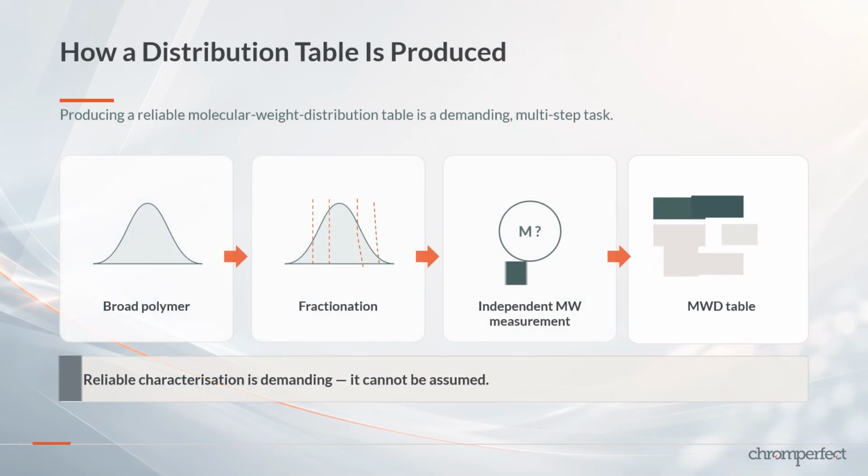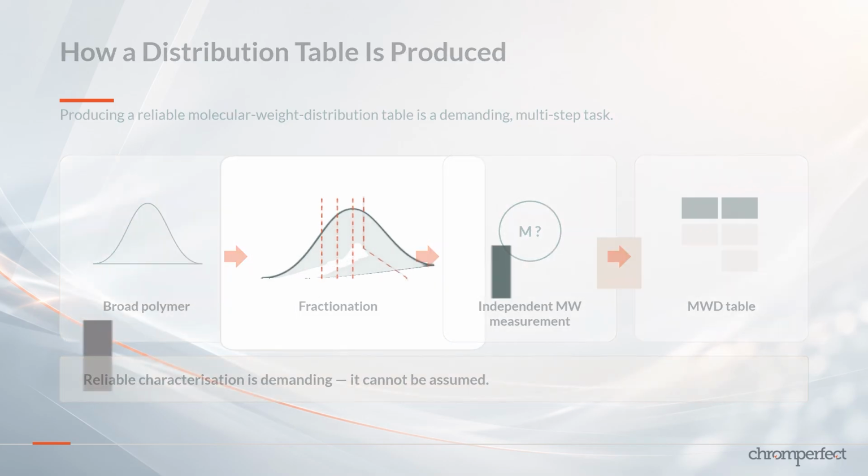To produce such a table experimentally, the broad polymer can be divided into fractions, and the molecular weight of each fraction determined independently. Creating a reliable molecular weight distribution table is therefore not a simple task. Fortunately, commercially supplied broad standards may include a characterized distribution table.